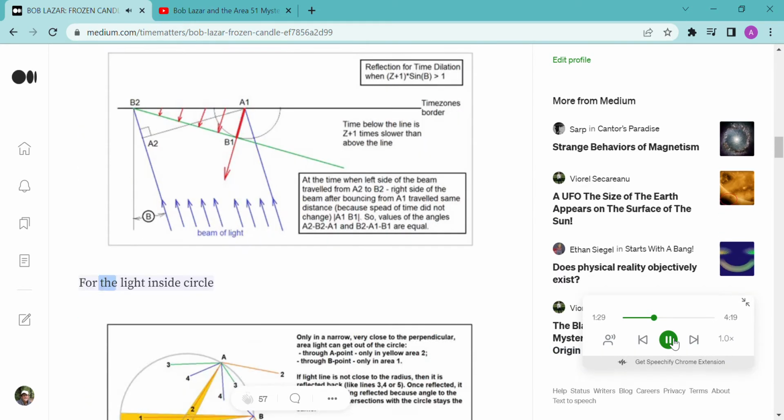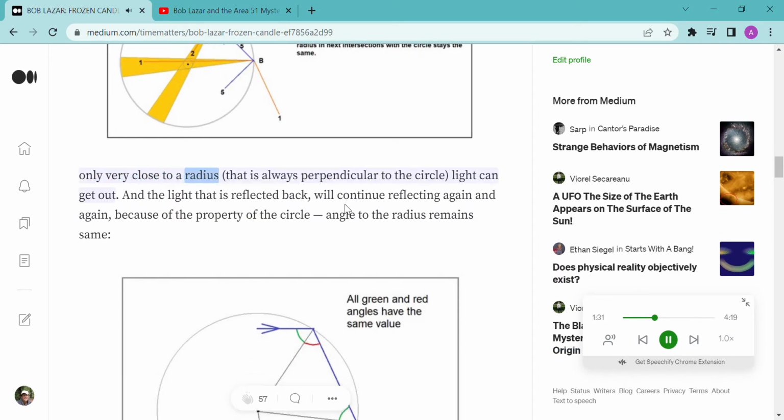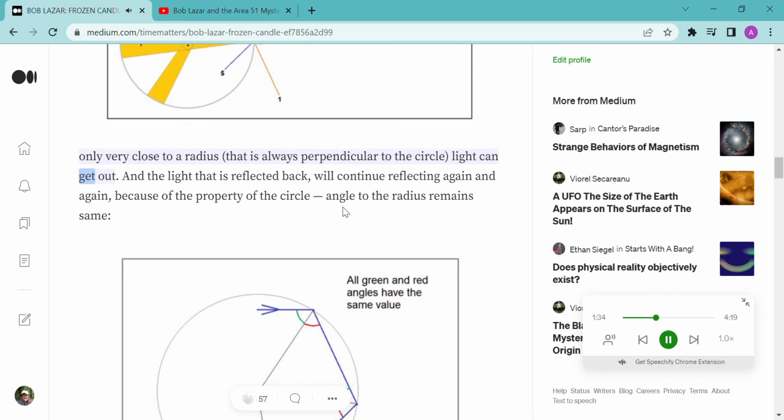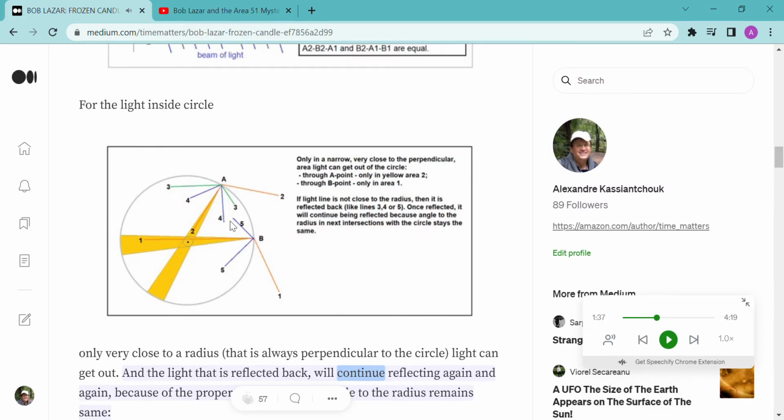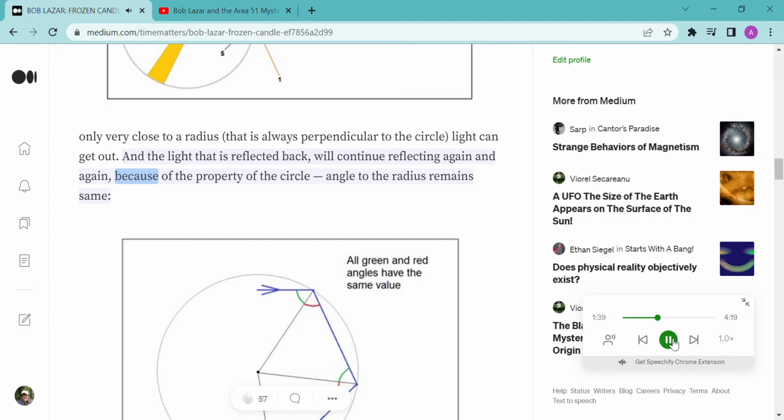Proof. For the light inside the circle, only light very close to a radius, which is always perpendicular to the circle, can get out, and the light that is reflected back will continue reflecting again and again, because of the property of the circle: the angle to the radius remains the same.